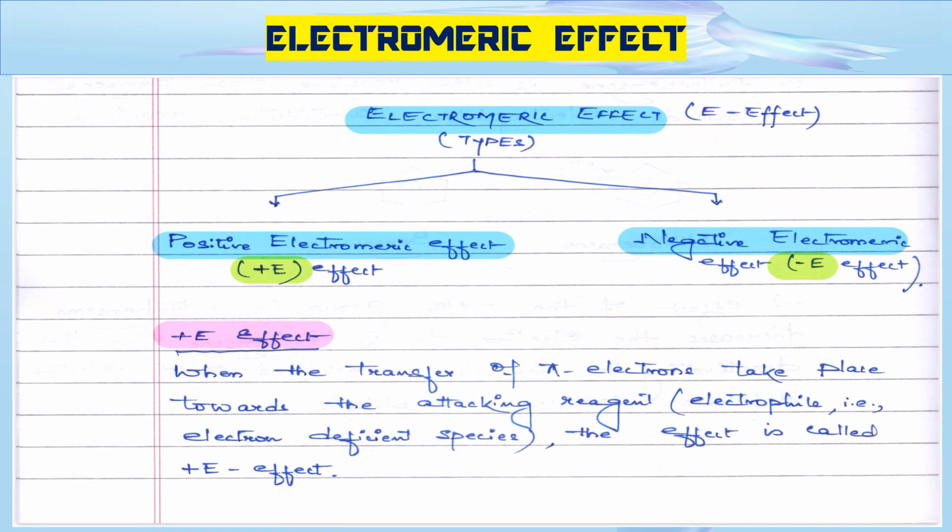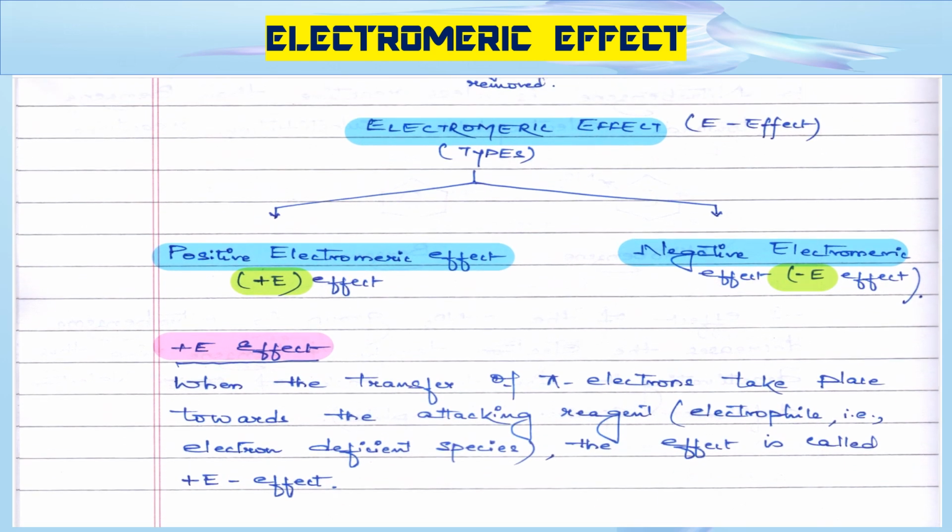Coming to the types of electromeric effect, there are two types. In short, electromeric effect is also known as E effect. The two types are plus E effect and minus E effect. So when are these effects observed?